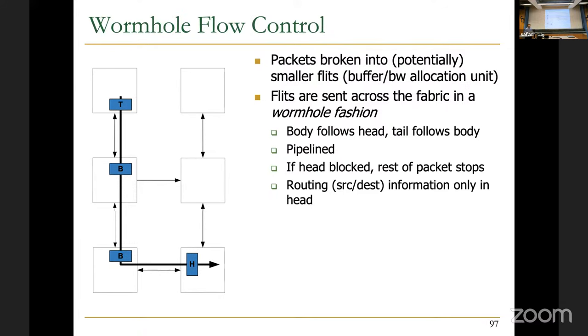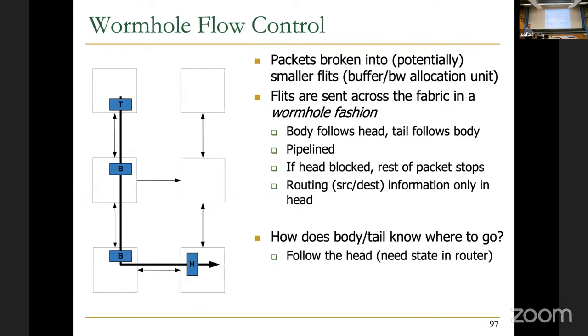Routing and the source and destination information are only in the head. So the body and tail should follow the head such that they know where to go. Otherwise they don't have any destination or flow control information in the body and tail flits. So they always need to follow the head. We need to keep state in the router that this packet, which is specified by that header, is taking, for example, this output. So the body and tail should also take that output.